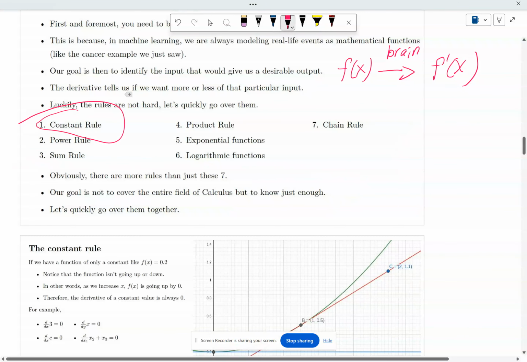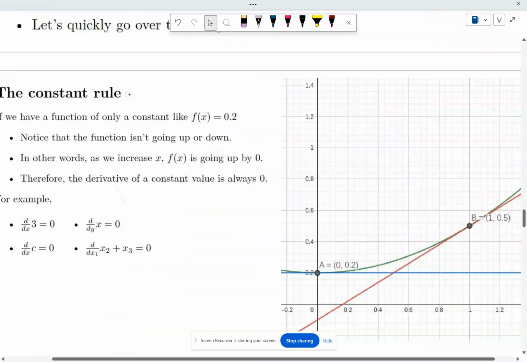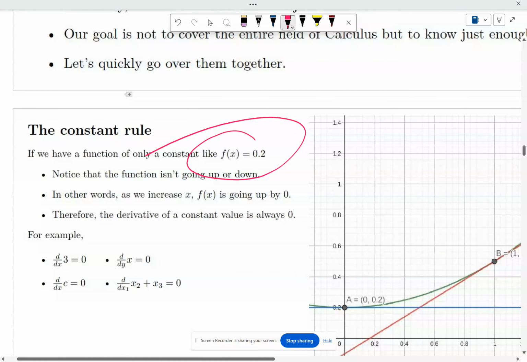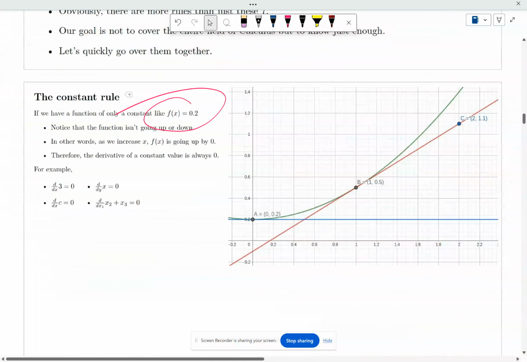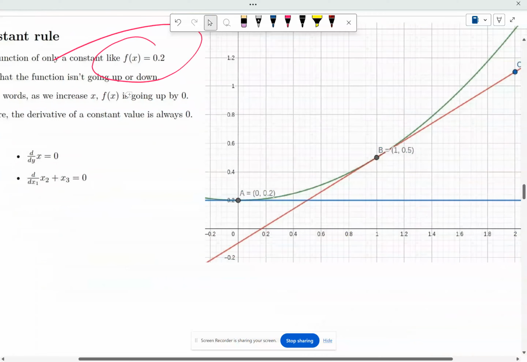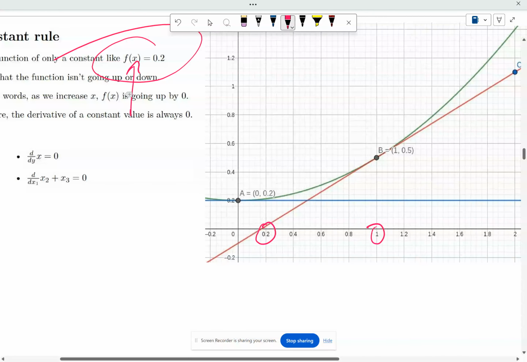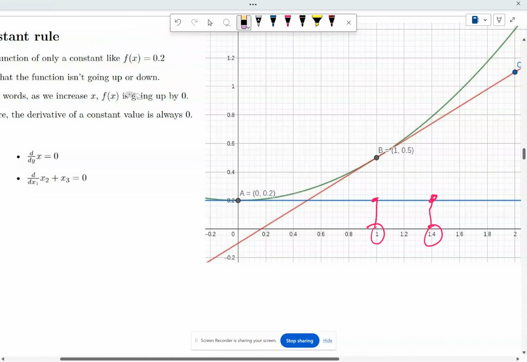Constant rule. A constant rule is when you have a function that is just a constant. So over here, a constant is a function that doesn't go up or down. It doesn't matter what input you put. You could put 0, 0.2, 1, 1.4. You will always get the same value. And in this particular case, you're going to get 0.2, right? So you're always going to get the same value.